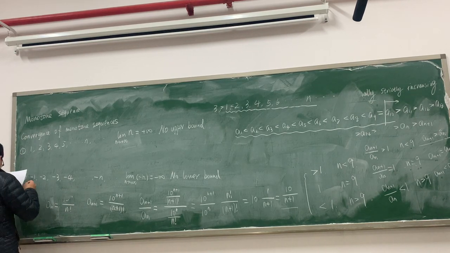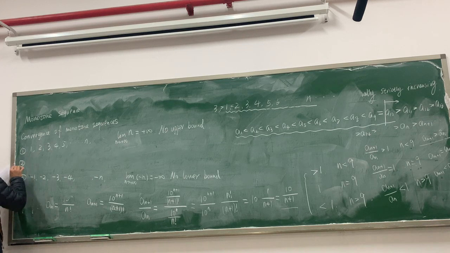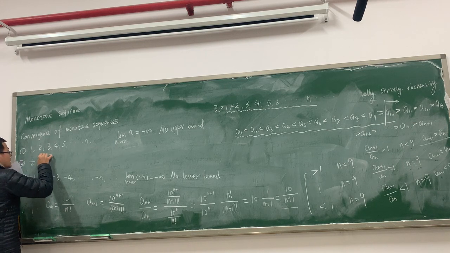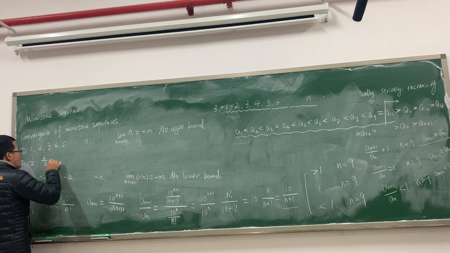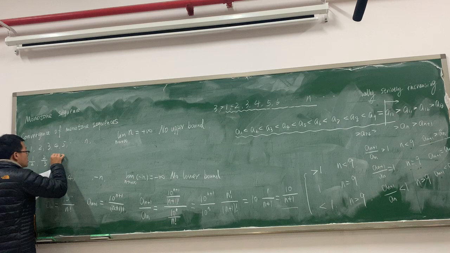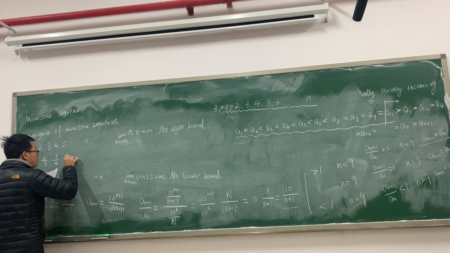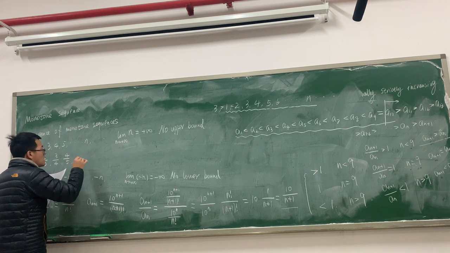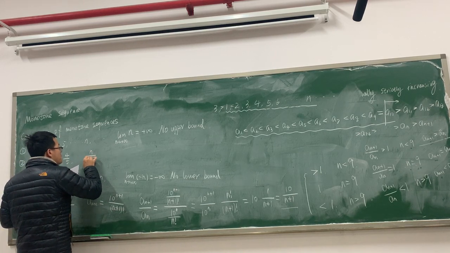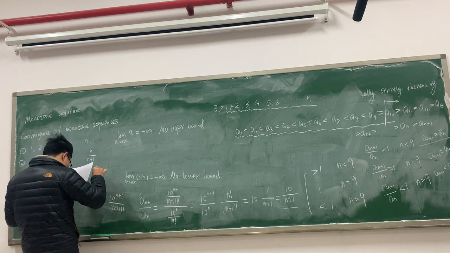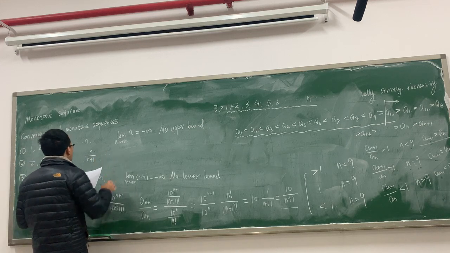So for the number 2, we see this sequence. Okay, this is the sequence 1 by 2. The first is 1 by 2. The second is 2 by 3. And the third is 3 by 4. The fourth is 4 by 5. So go on. Here is n by n plus 1.